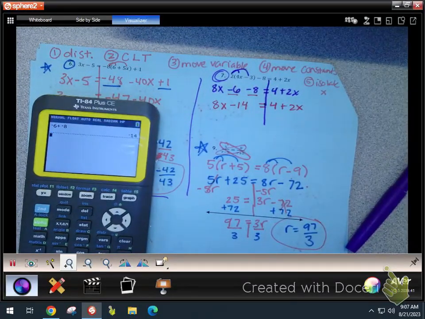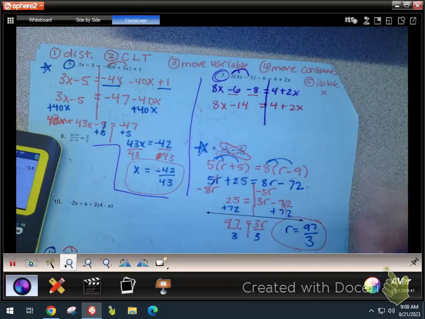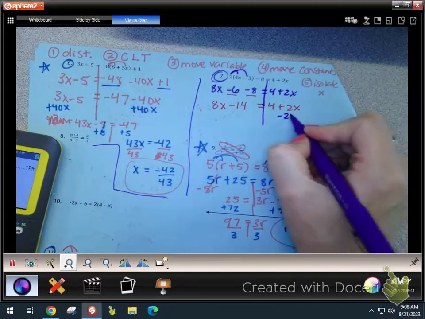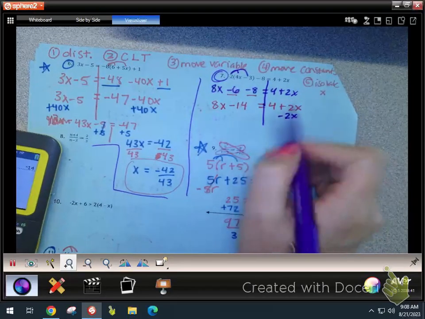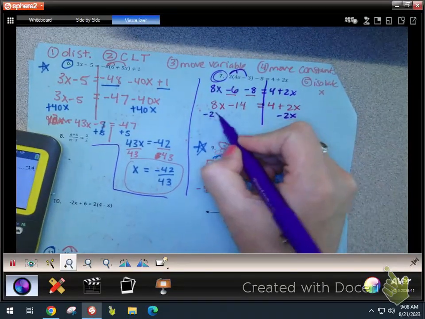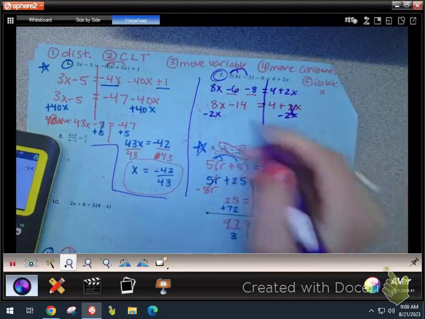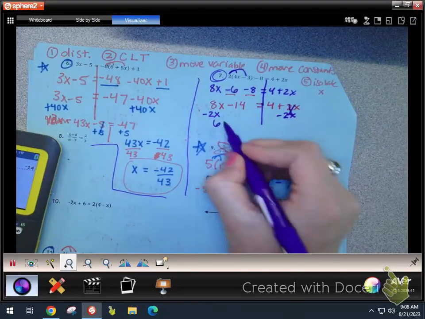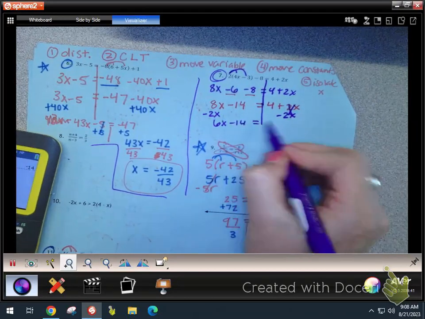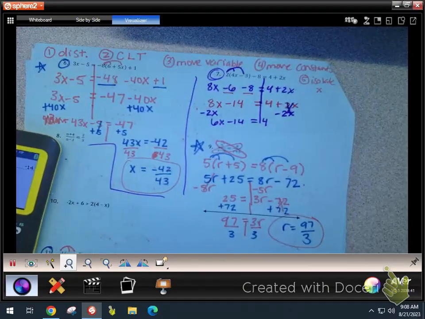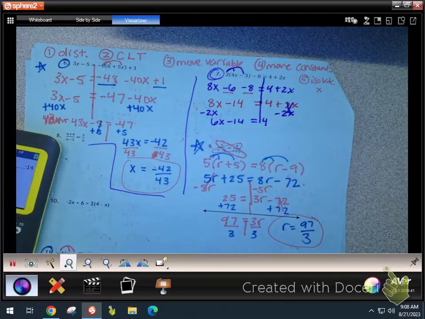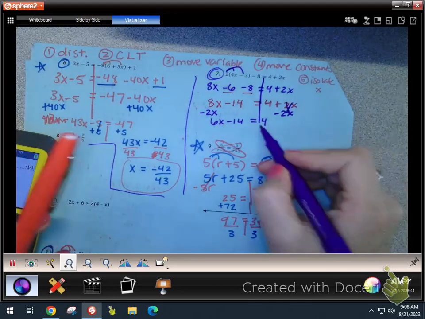I always want you guys to move the variable first. So we want to move the 2x or the 8x. What do y'all want? 2x. How? Minus 2x. And what do I line that up under over here? The 8x. Like terms. 8x minus 2x is 6x. Negative 14 equals 4. So I moved my variable to the left where my constants have to go to the right. Miles, you with us?